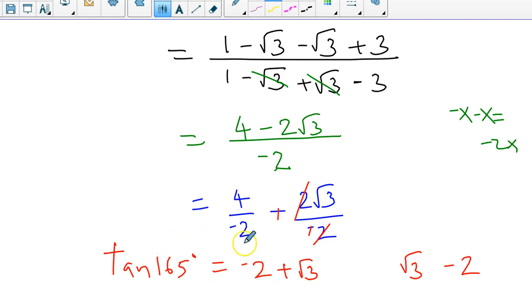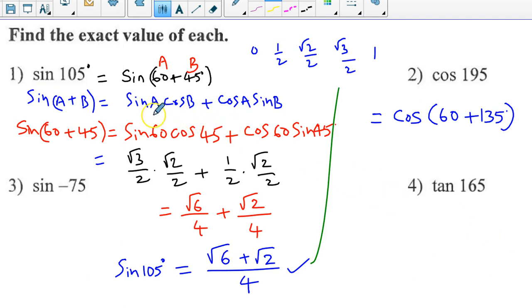Okay, so this is how we can find the values of sine 105, cosine 195, sine of negative 75 degrees, and tangent 165 degrees. Okay, thank you.